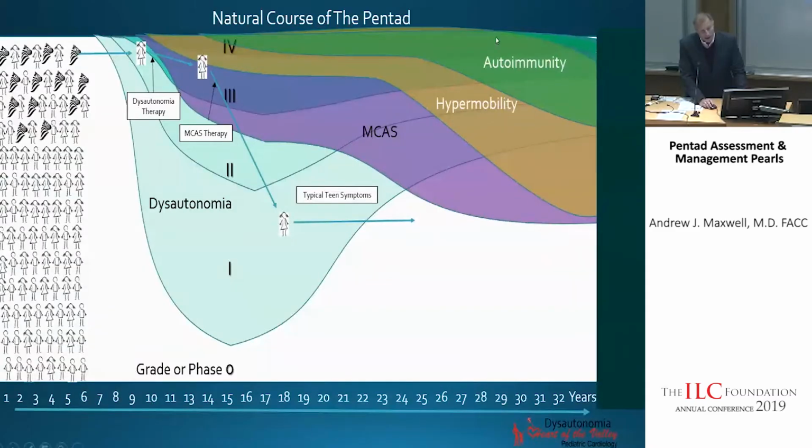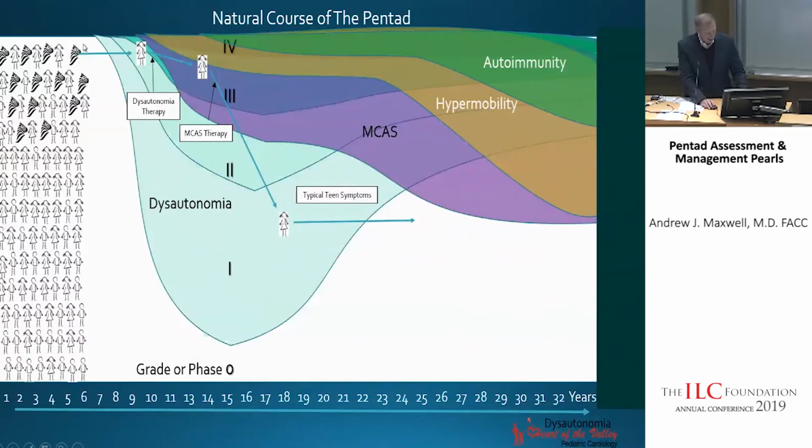Okay? So I like the idea of the natural course of the pentad to explain what the goal is here as someone who's treating patients. You're trying to deflect them down. You're trying to deflect them into a new natural course. And so it may take some dysautonomia therapy to deflect them down a little bit, and then maybe some mast cell therapy to deflect them down even further, and then they can hopefully pop out of this in a different way.